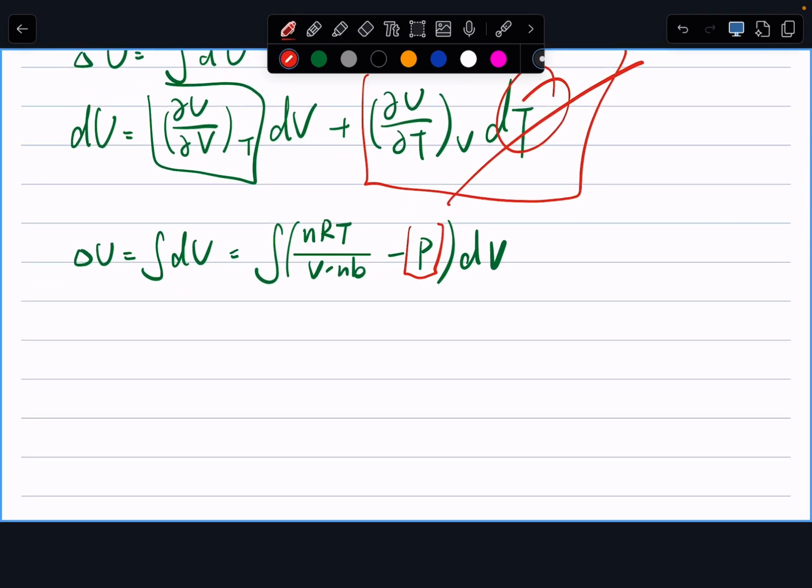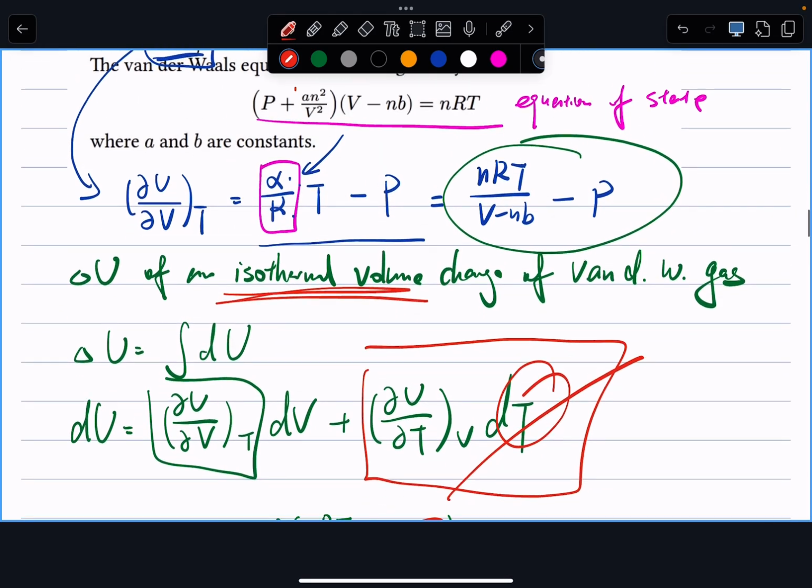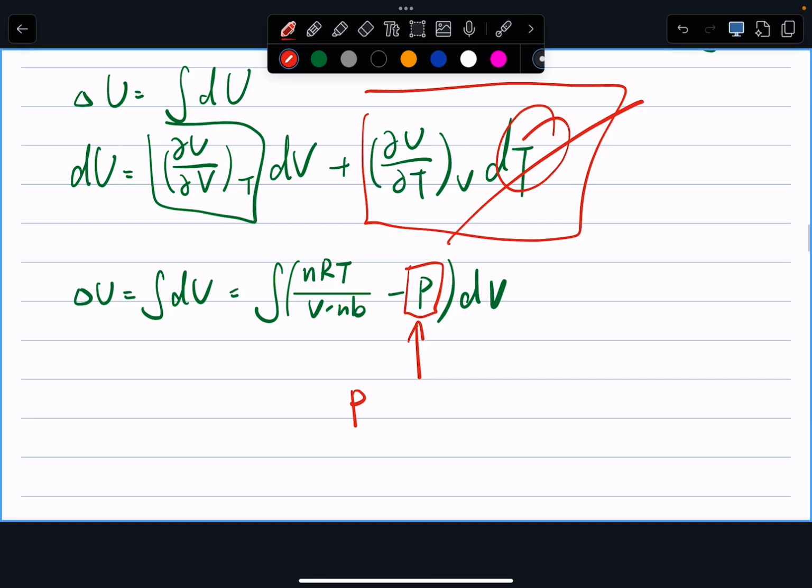Now, inside the integral, pressure is a function of volume and temperature from the equation of state. So we have to write my pressure out as a function of volume and temperature. You can solve it yourself, but your pressure effectively equals this long thing: nRT over (V minus nb), minus an squared over V plus an cubed over b V squared. All right, so plug it in.